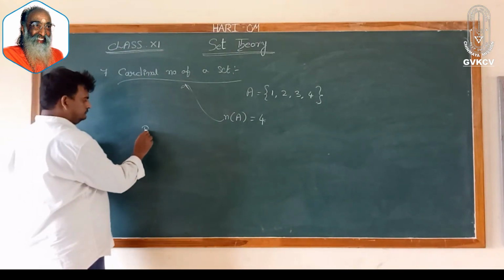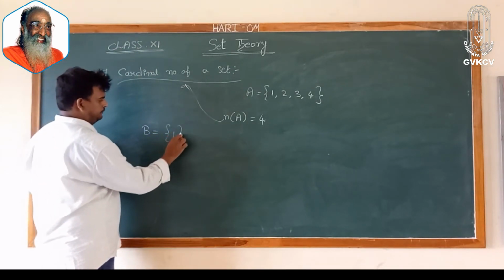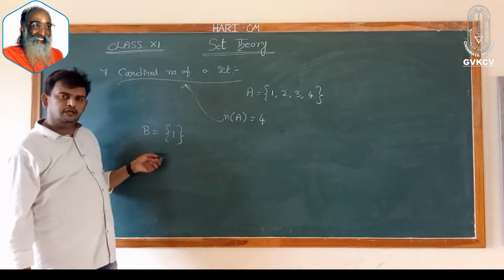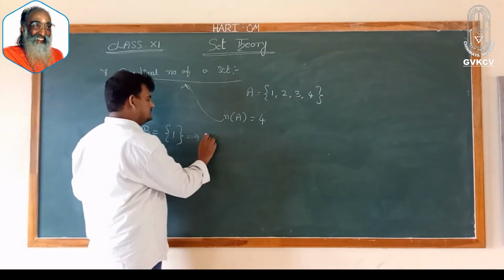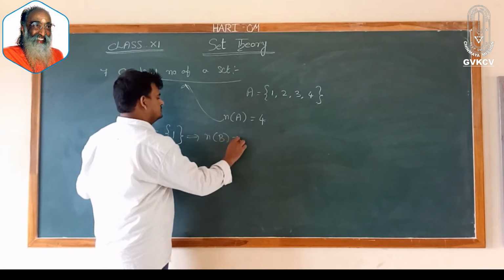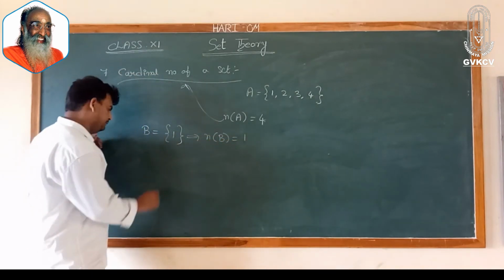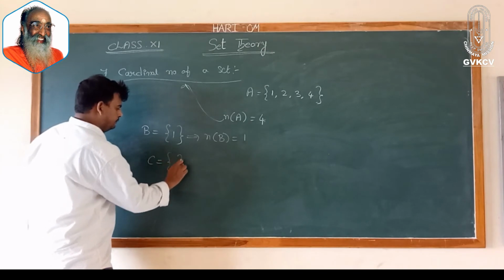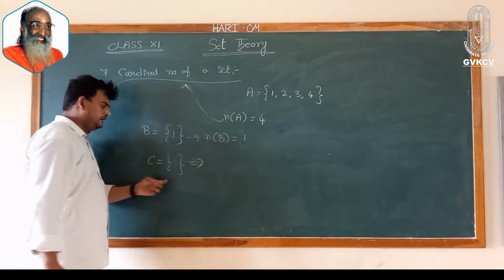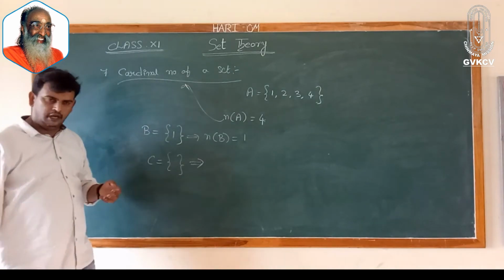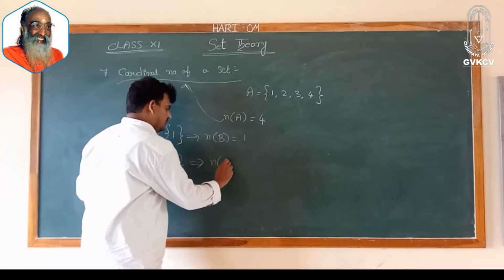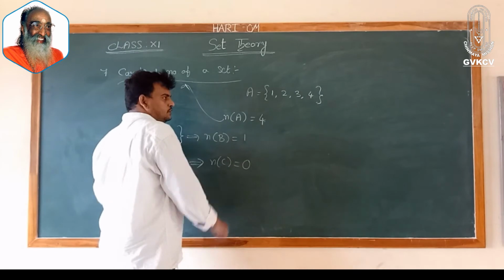Now again, B is equal to. Now tell me how many elements are there here? Only one element. How can we represent it? N of B is equal to 1. C is equal to what? Empty set. How many elements do we have here? No elements. So N of C is equal to 0.